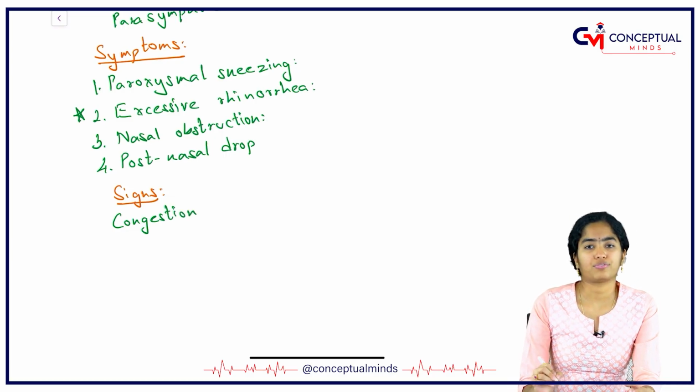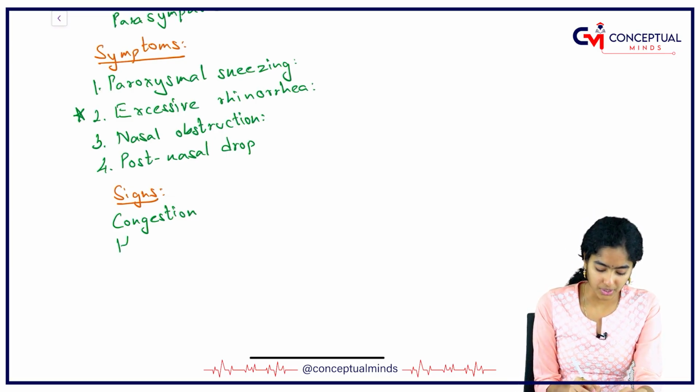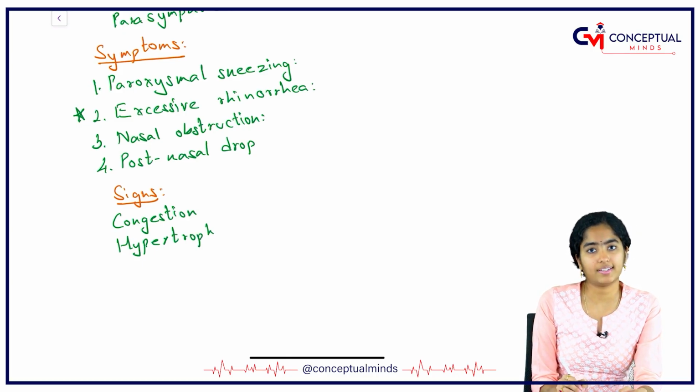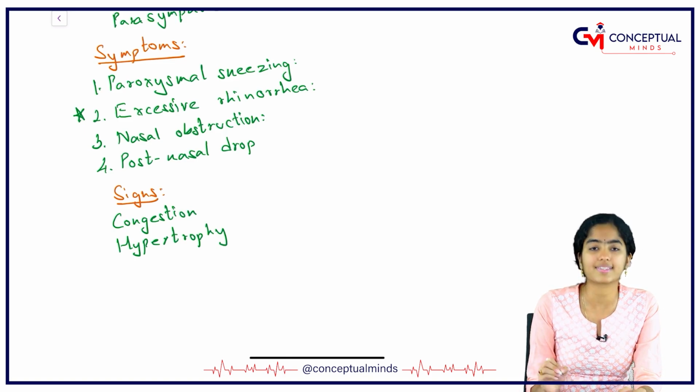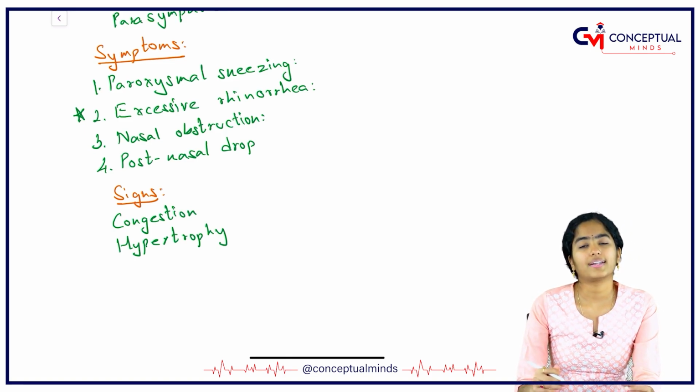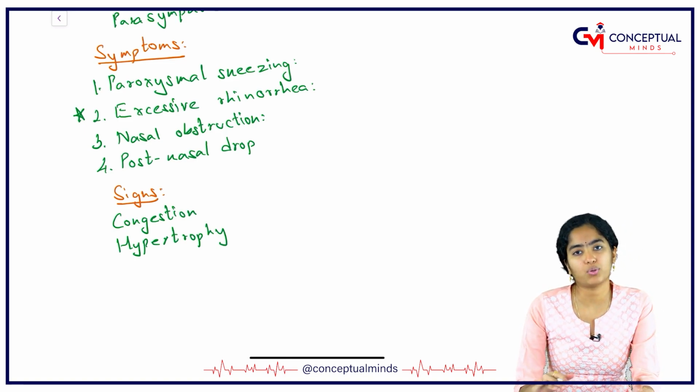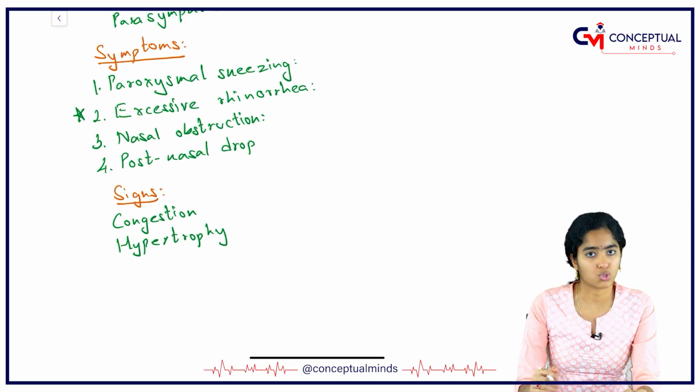Because of the engorgement of vessels, there is congestion, and hypertrophy of turbinates could be seen. It slightly resembles the picture that is seen in hypertrophic rhinitis. And in some patients, the nasal mucosa could be absolutely normal. That's also possible.